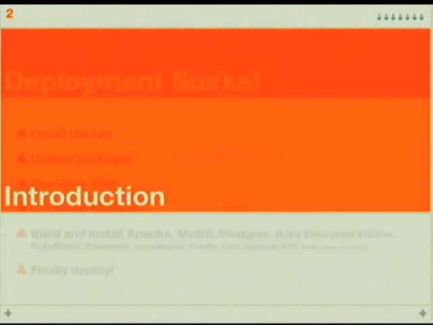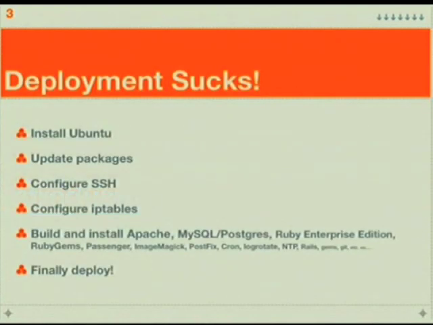All right. Okay, first thing, deployment sucks. I mean, when you provision a new server, you have to install Ubuntu, update the packages, configure SSH, configure IP tables, build and install Apache or database, Ruby, Ruby gems, Passenger, ImageMagick, Postfix, cron, log rotate, NTP, Rails gems, et cetera, et cetera, et cetera. It takes forever and it's a pain. And then finally you can deploy.